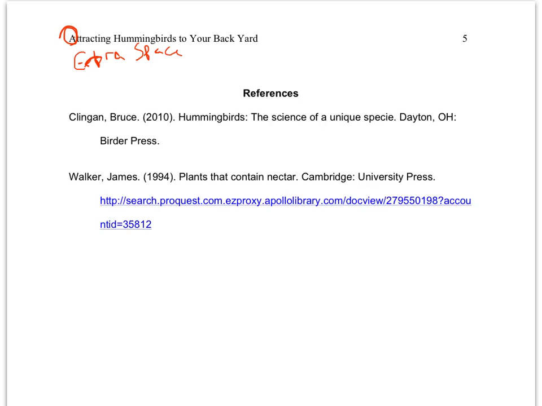Now, key thing about reference pages. If it's in your reference page, it has to have a citation. And if it's cited in your paper, it has to have a reference. If there's no citation or no reference, either way, it's wrong. And it can actually lead you kind of into plagiarism, so you need to be very careful. So we see I had 2 references.